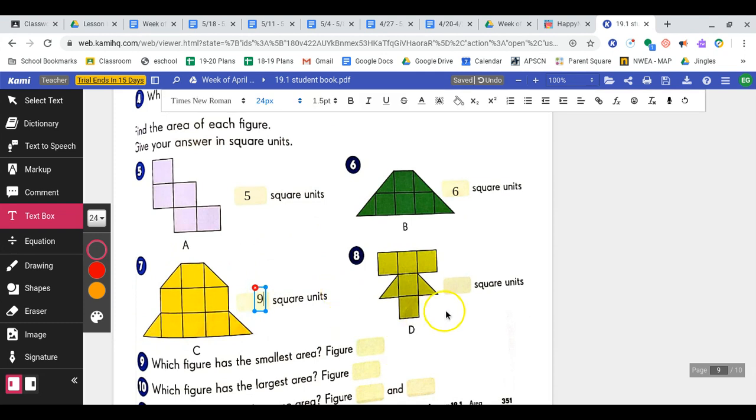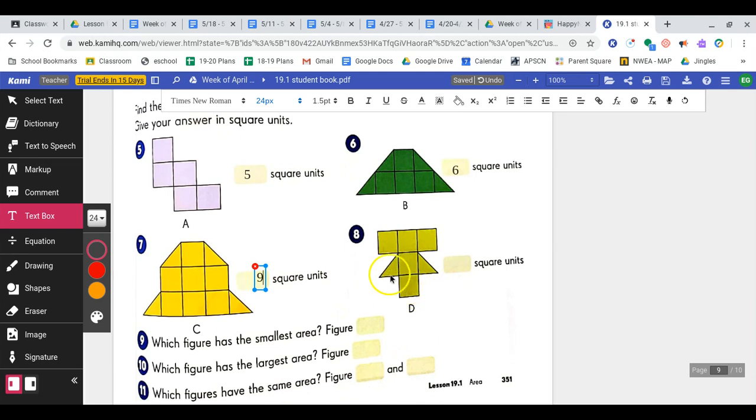Okay, and another one that also has some half square units. These 2 together will be 1. We're going to add that at the end. 1, 2, 3, 4, 5, plus 1 is 6.